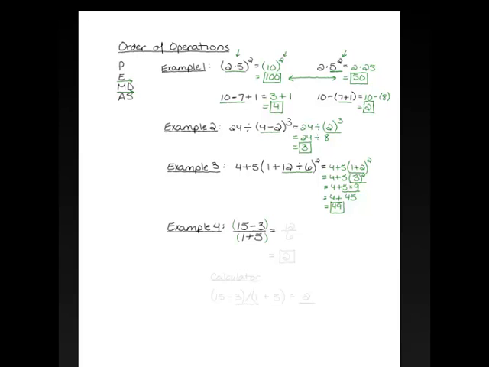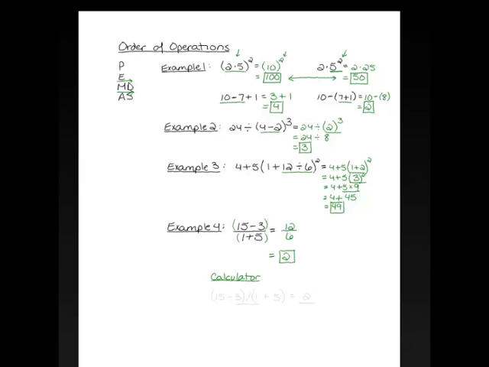So starting with 15 minus 3 is 12 divided by 1 plus 5 is 6. And then divide 12 divided by 6 is 2. Now it is important to note, particularly with example 4, if you are using your calculator to evaluate any of these problems or to check your work on any of these problems, you need to be particularly careful with a problem like example 4.